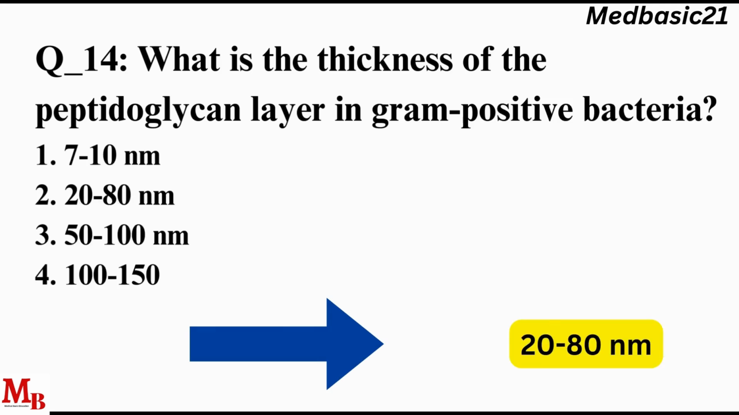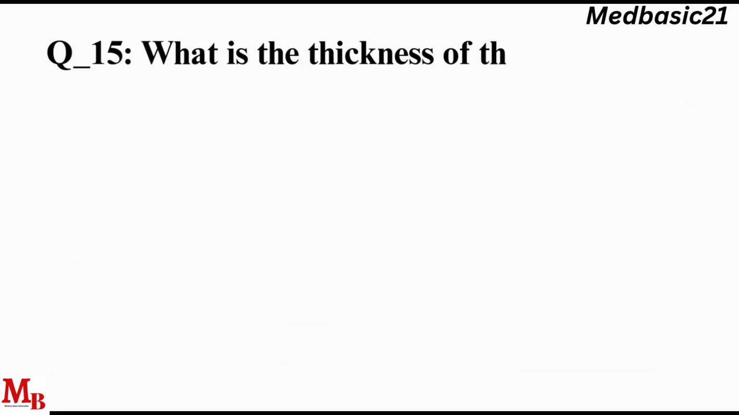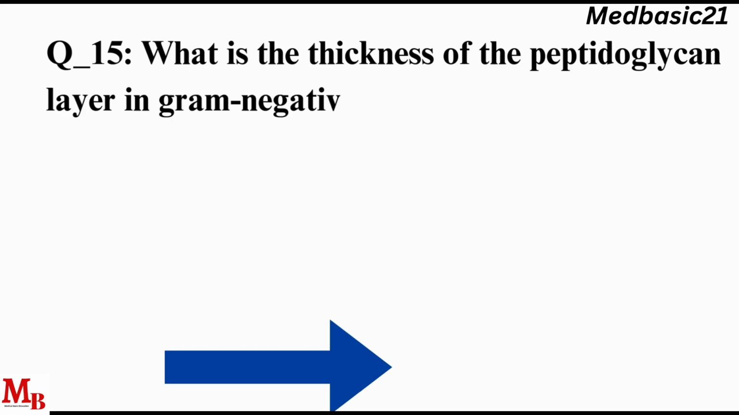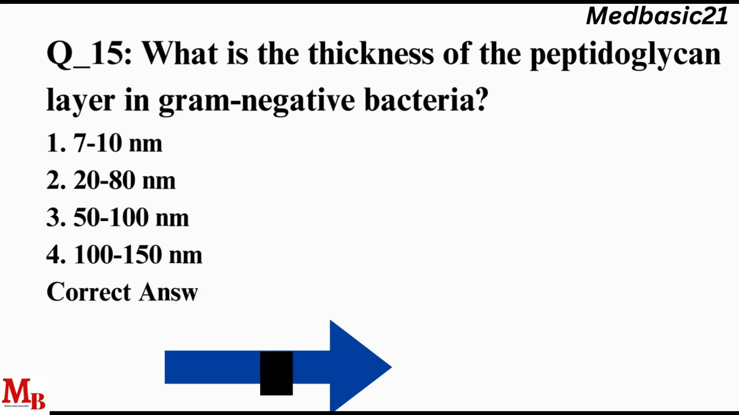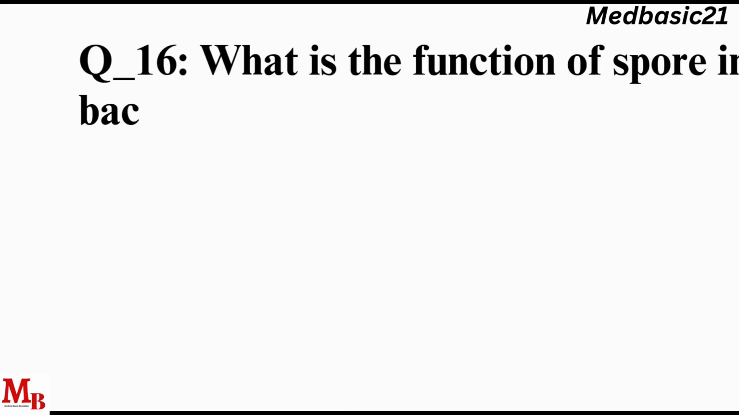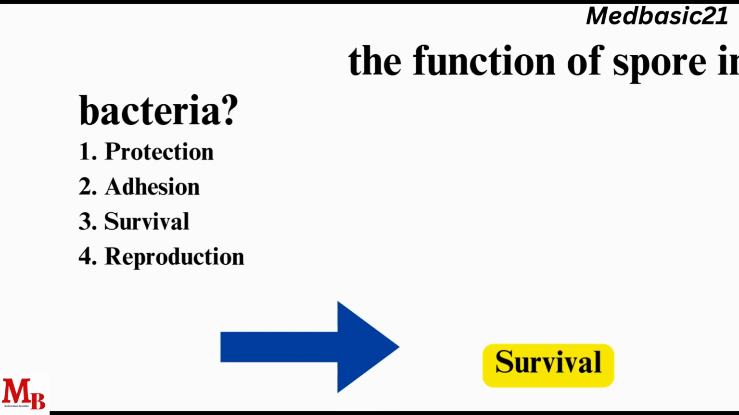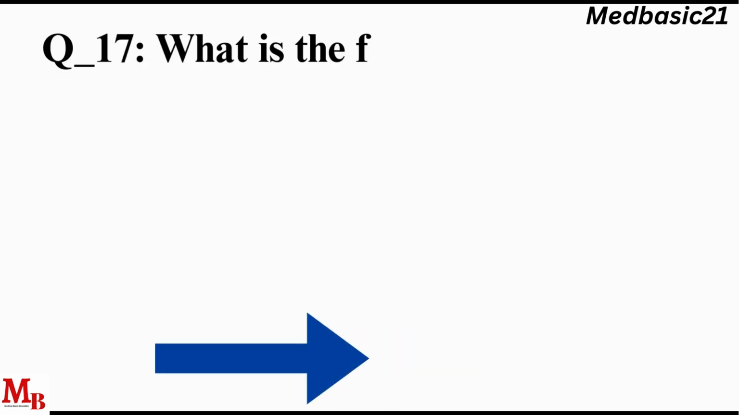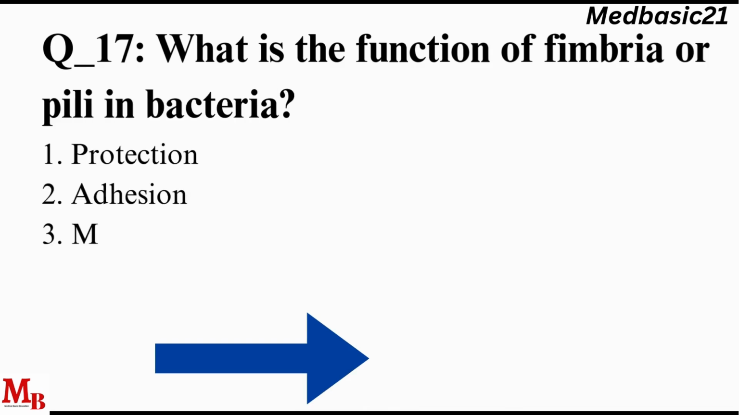What is the thickness of the peptidoglycan layer in gram-positive bacteria? Answer: 20 to 80 nanometers. What is the thickness of the peptidoglycan layer in gram-negative bacteria? Answer: 7 to 10 nanometers. What is the function of spore in bacteria? Answer: survival.